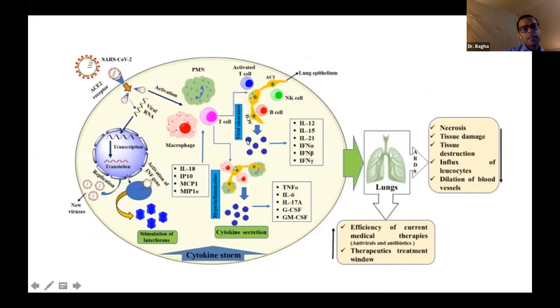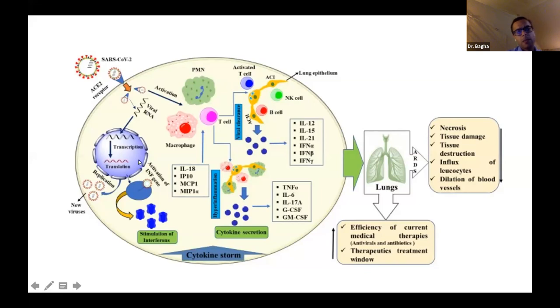So this is the pathogenesis of the SARS-CoV-2 as to how it infects the cell. It basically uses the ACE2 receptor, which is found on the alveolar cell. As it enters inside, it basically leads to activation of the inflammatory cascade and leads to increased activation of your polymorphonuclear leukocytes, increased activation of your macrophages and T cells.